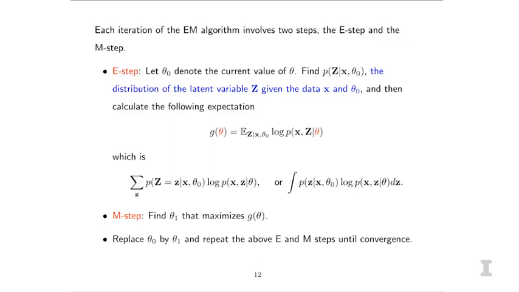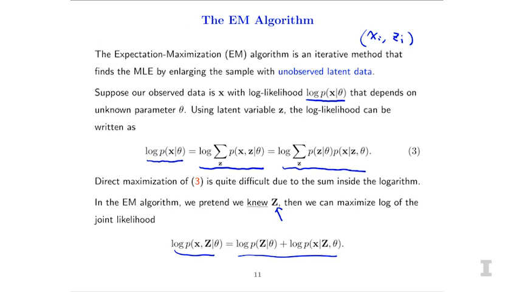So each iteration of the EM algorithm involves 2 steps. In the first step, we take expectation. As I mentioned before, we wanted to work with log of the joint. However, we don't observe z. So we're going to start with some initial value. So we wanted to average over z. But how do we compute the expectation of z? So we're going to find out the distribution of z, given, of course, the data, and also the current initial value of theta. So that's the E step.